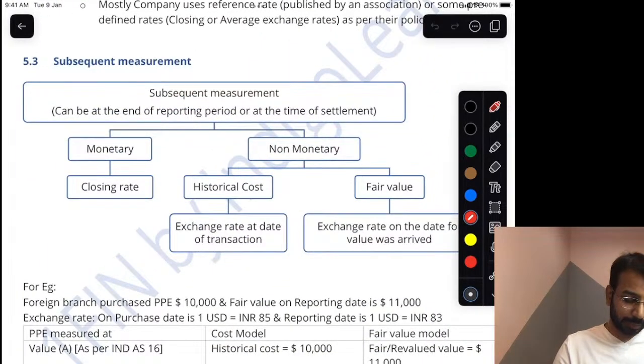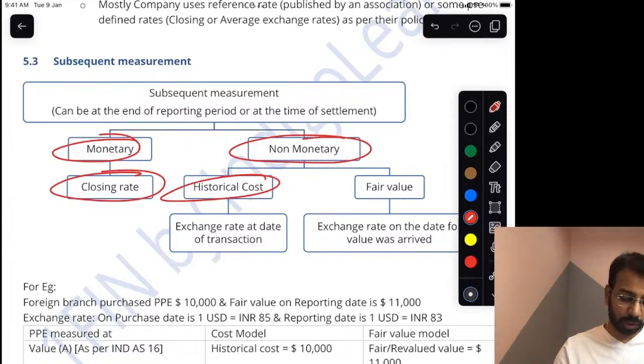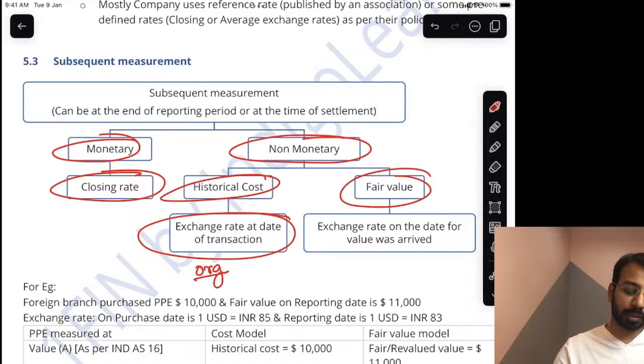So subsequently, if it is a monetary item, you will take the closing rate. If it's a non-monetary item, for historical cost basis, the exchange rate on the date of transaction, means when you originally purchased it; for fair value, the date on which fair value was arrived.